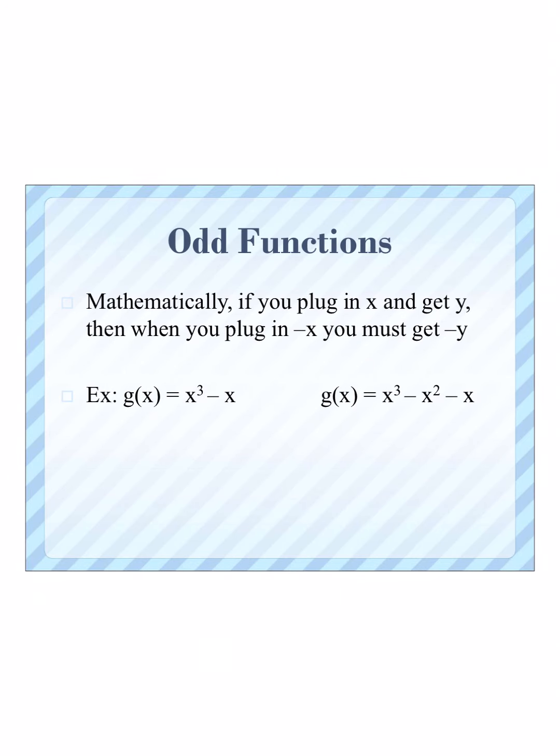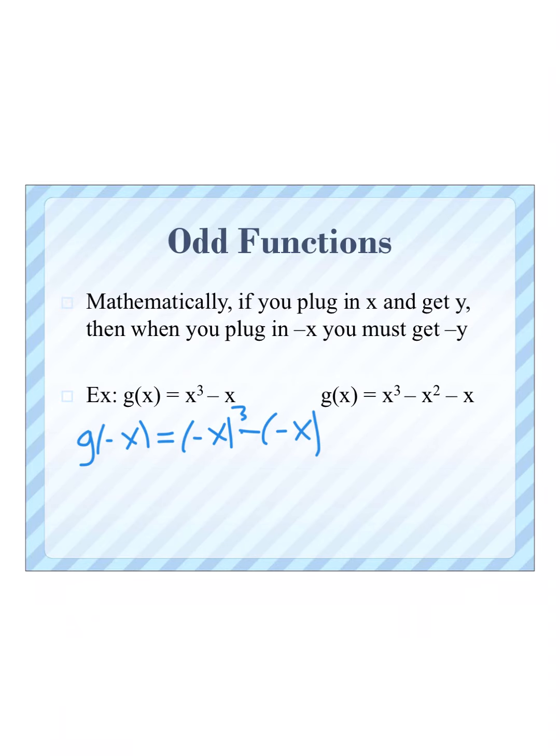All right, algebraically, what we're going to do is plug in a negative x, and we're going to get the exact opposite. So every term is going to be the exact opposite. Let's look at our first example here. I'm going to plug in a negative x here, so I have g of negative x, which is going to be negative x to the third minus a negative x.